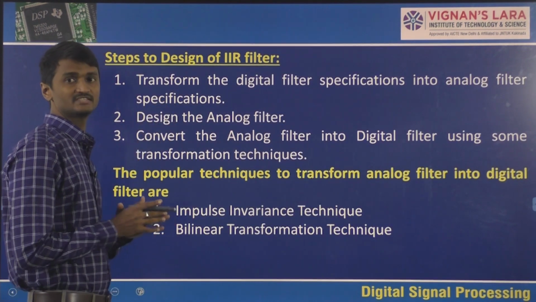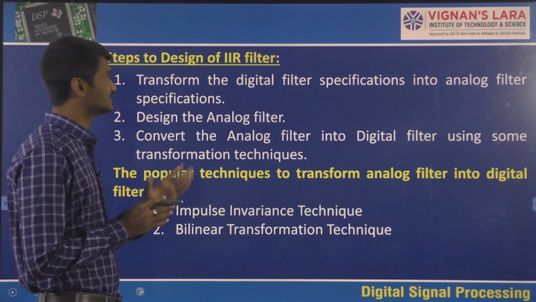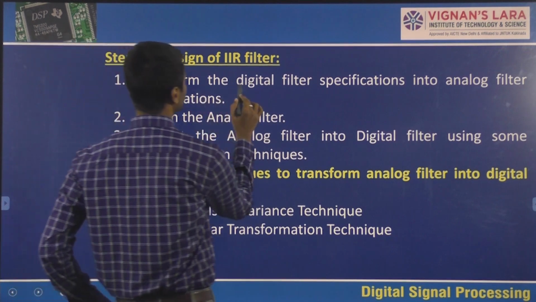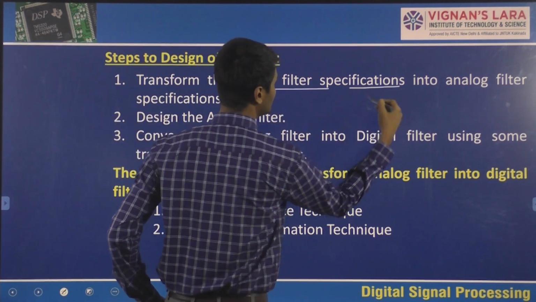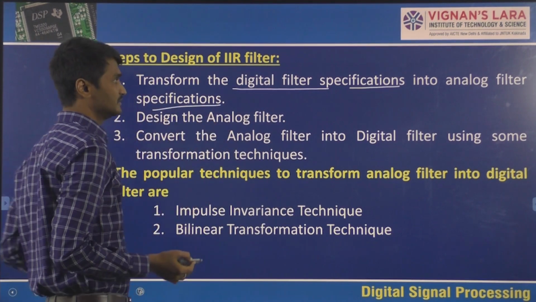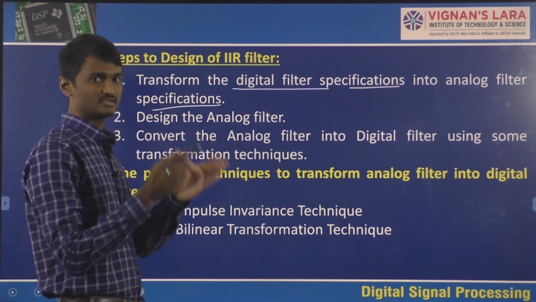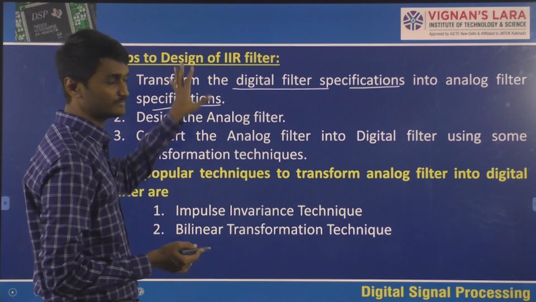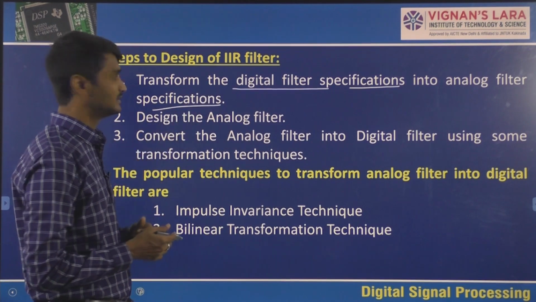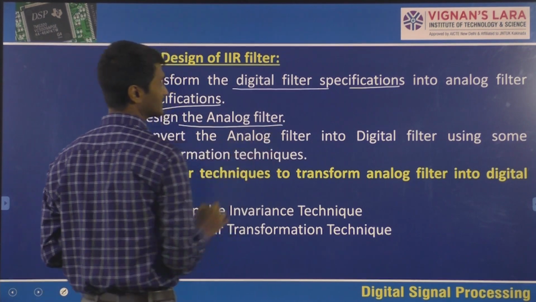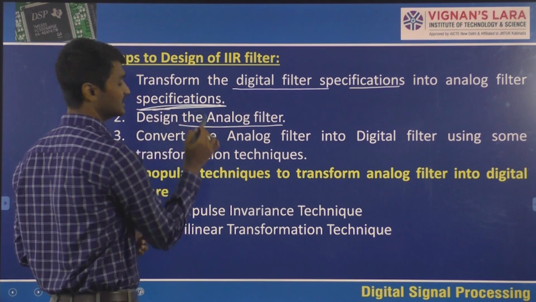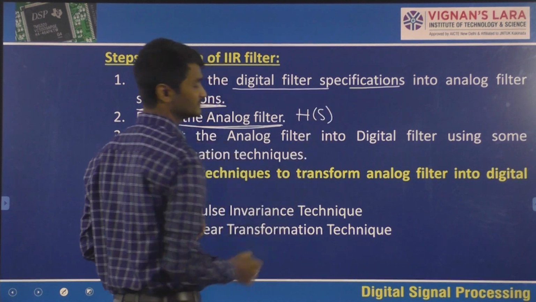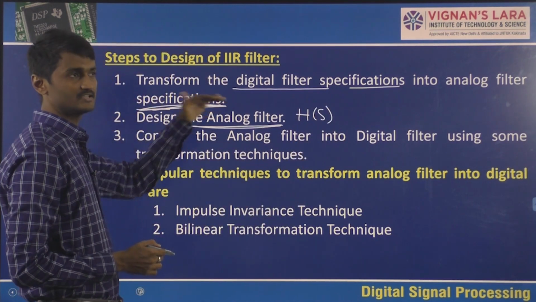These are the steps for designing an IIR filter. First, transform the digital filter specifications into analog filter specifications. If you have digital filter specifications, we first have to convert them into analog filter specifications, which we will discuss later. Next, with these analog filter specifications, we design the analog filter, that is, H of S.